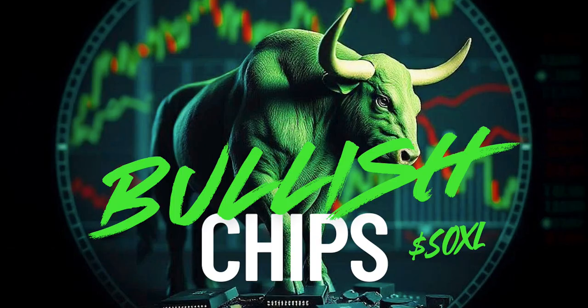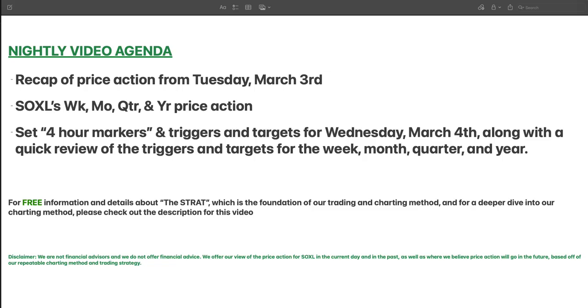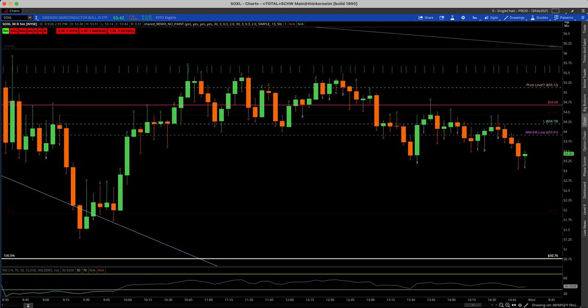Let's go ahead and look at the agenda for today, right? We'll recap the price action from today, Tuesday, March 3rd, before we zoom out like we always do and take a look at the week, month, quarter, and year price action. Then we will zoom back in and set what we call the 4-hour markers and the triggers and targets for Wednesday, March 4th, along with a quick review of the week, month, quarter, and year triggers and targets as well. Let's get into the charts here, starting with the 5-minute like we always do.